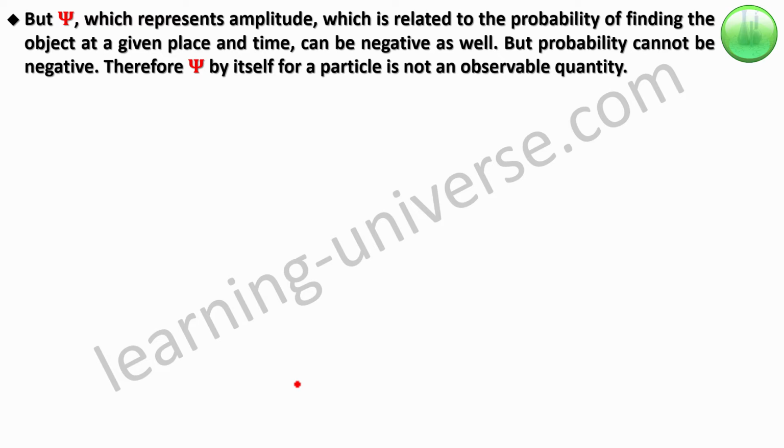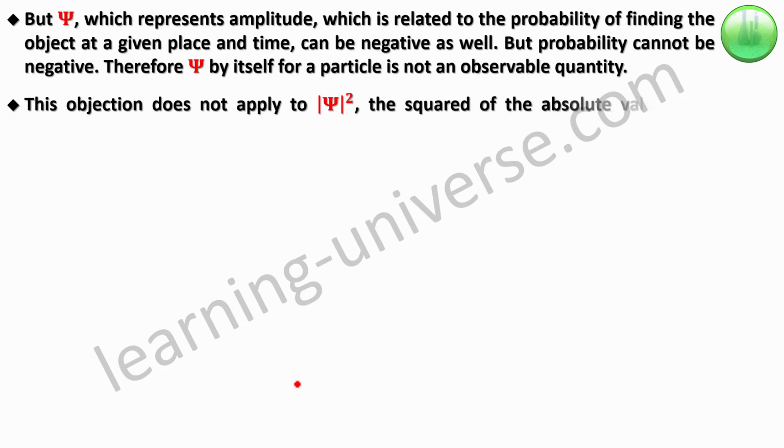See, psi can be negative. If it is negative amplitude, if it is going below the x-axis, the psi can get both positive and negative values, but remember, probability cannot be. Therefore, the psi is not directly the probability of finding the object there. Therefore, psi by itself for a particle is not an observable quantity. This objection, of course, does not apply to psi mod square, the square of the absolute value of the wave function. Now, let me just make you understand why it is psi mod square.